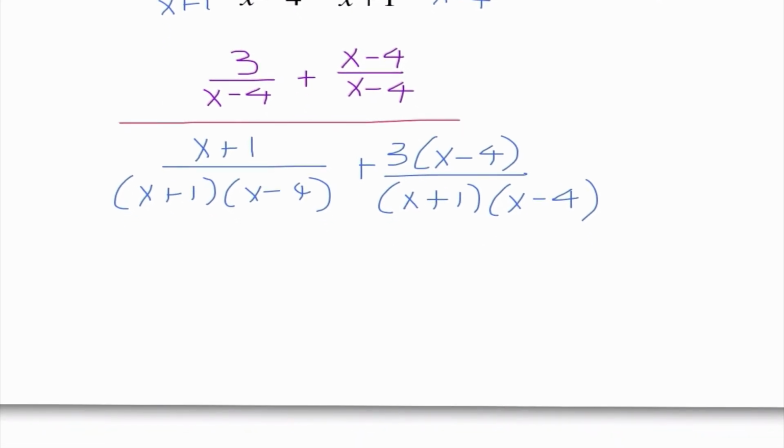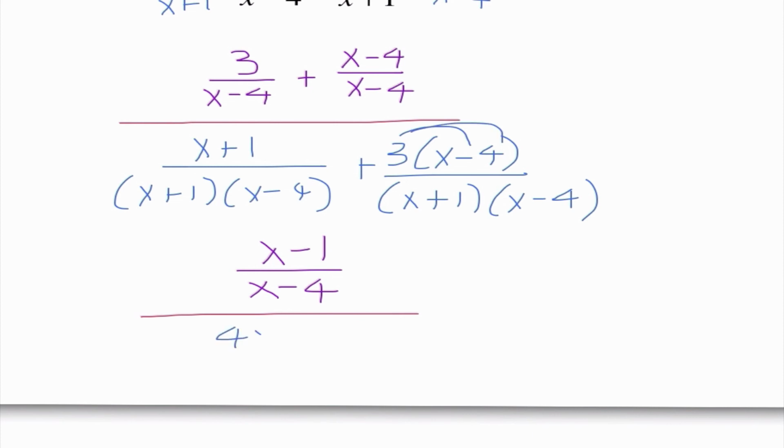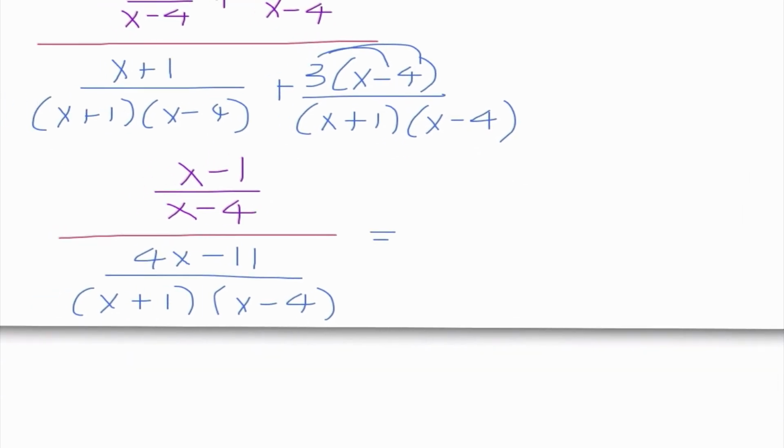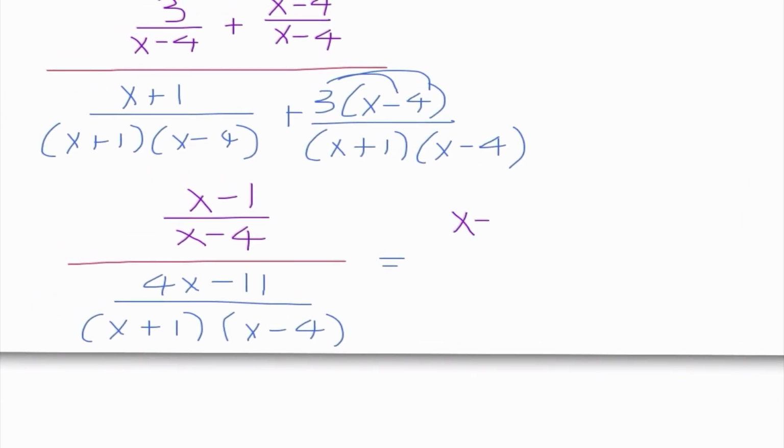So now I have common denominators, so we can add things together. So my numerator really becomes x minus 1 over x minus 4 over, when I distribute this, I get 3x minus 12, so I get 4x minus 11 over x plus 1 times x minus 4. So now I need to go ahead and simplify this further. So I'm going to divide or multiply by the reciprocal.